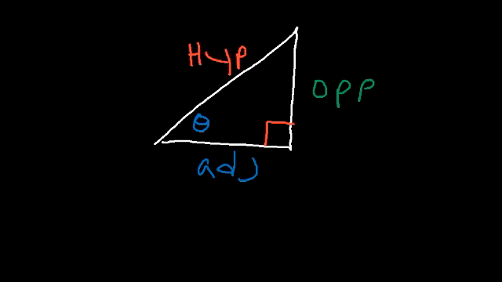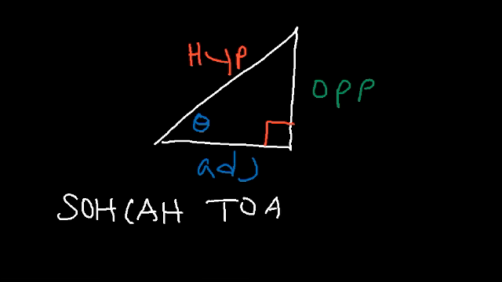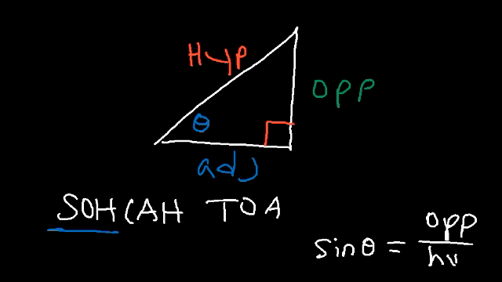Now there's something called SOHCAHTOA. You want to be familiar with this abbreviation. Let's start with the SO part. S stands for sine. Sine theta is equal to the O, or the opposite side, divided by the hypotenuse. So O is for opposite, H is for hypotenuse. So that's the sine ratio.